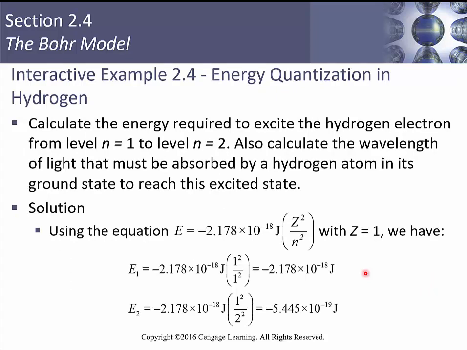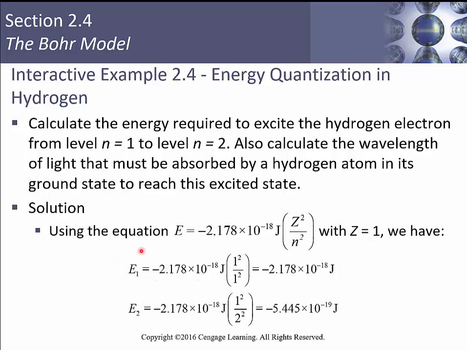Calculate the energy required to excite the hydrogen electron from n equals 1 to n equals 2. Also calculate the wavelength of light that must be absorbed by a hydrogen atom in its ground state to reach its excited state. So we're going to use the equation E is equal to minus 2.178 times 10 to the minus 18 joules times z squared over n squared, where z is going to be equal to 1.